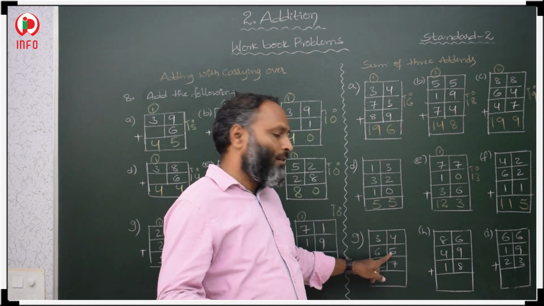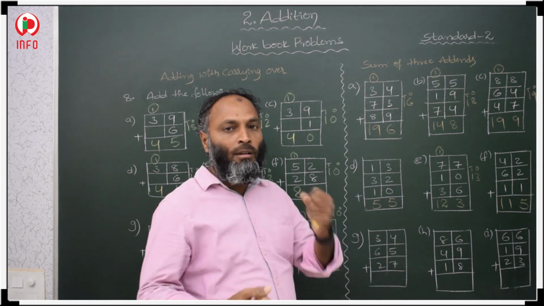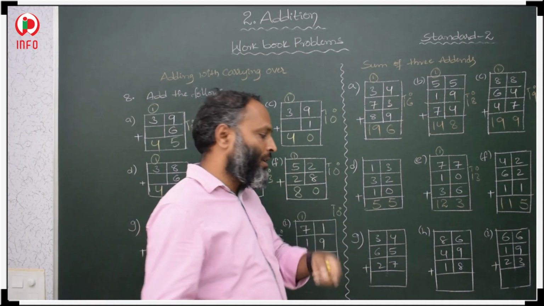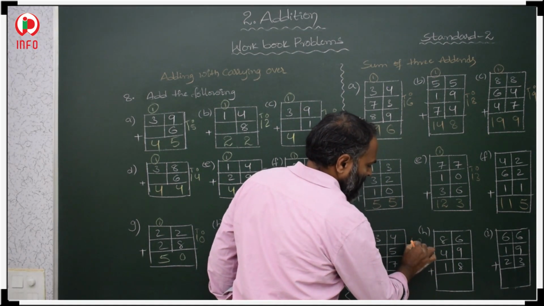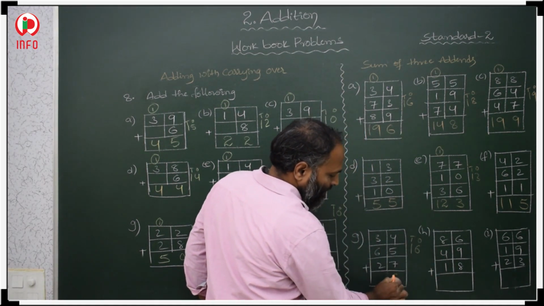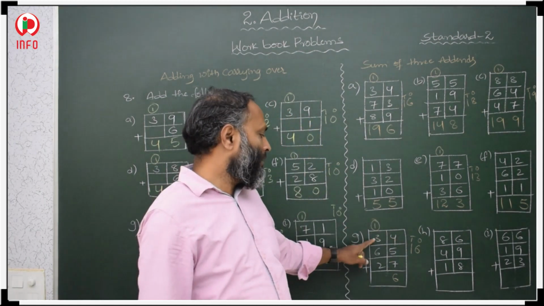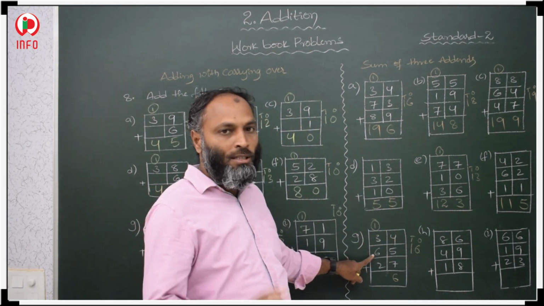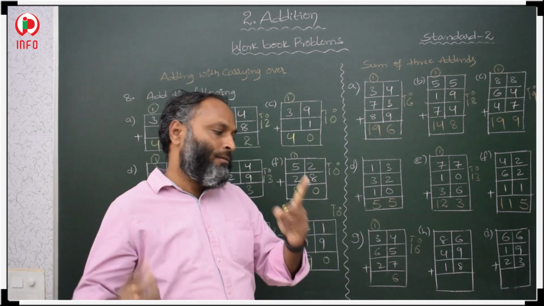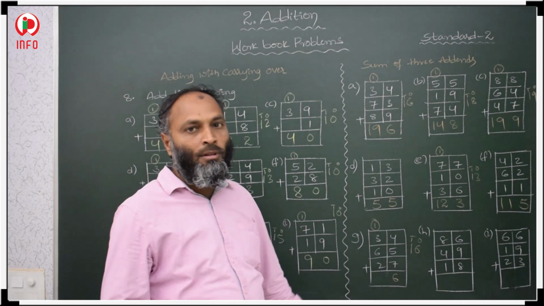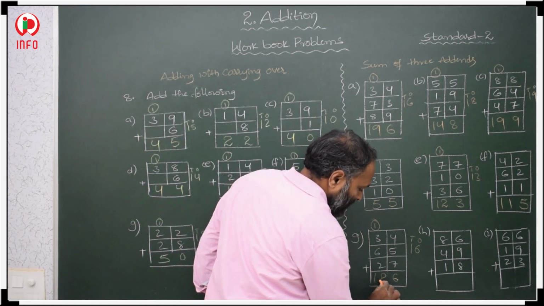Now 4 plus 5, 4, 5, 6, 7, 8, 9. 9 plus 7, 10, 11, 12, 13, 14, 15, 16. Total 16. 6 is in ones place and 1 in tens place. 3 plus 1, 4. 4 plus 6, 5, 6, 7, 8, 9, 10. 10 plus 2, 11, 12. 126.